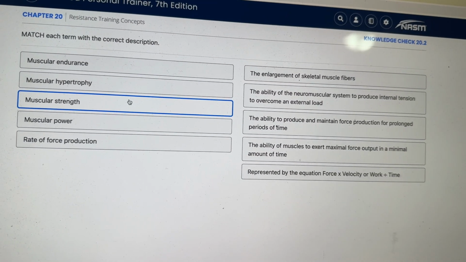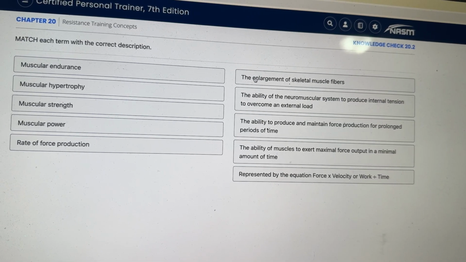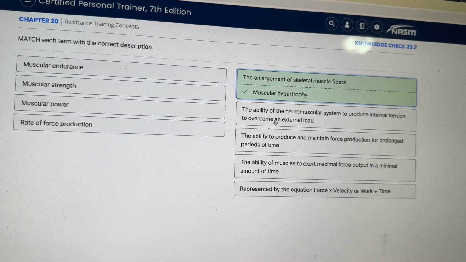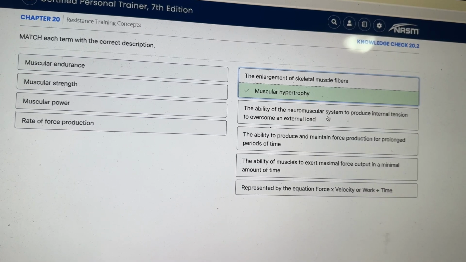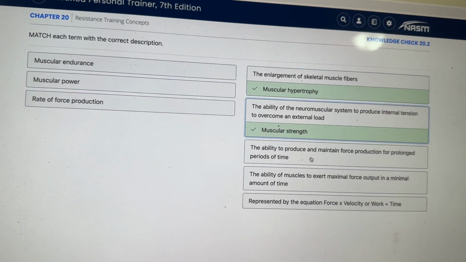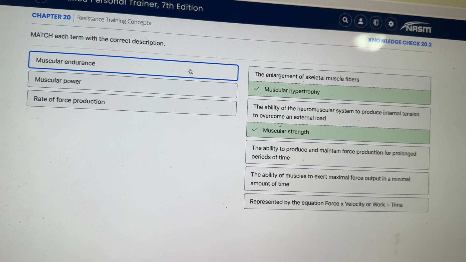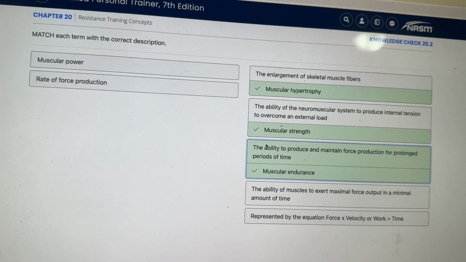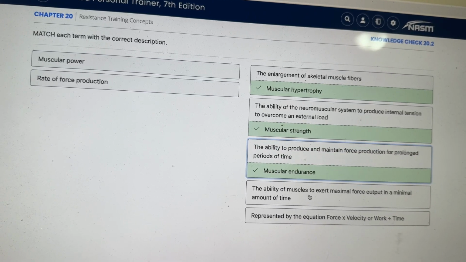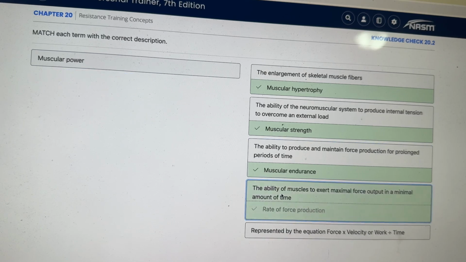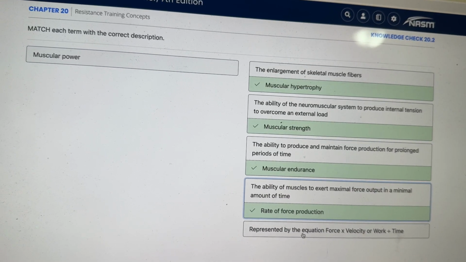Here we go. Match each term with the correct description. The enlargement of skeletal muscle fibers. Hypertrophy. The ability of the neuromuscular system to produce internal tension to overcome an external load. Muscular strength. The ability to produce and maintain force production for prolonged periods of time. Muscular endurance. The ability of muscles to exert maximal force output in a minimal amount of time. Rate of force production. Represented by the equation force times velocity or work divided by time. Muscular power.